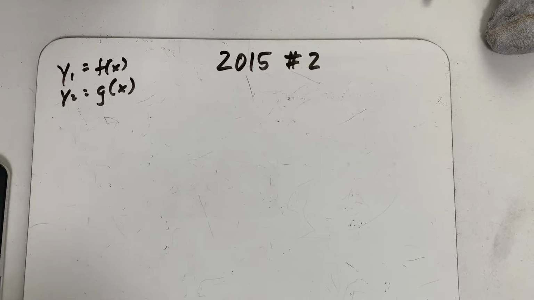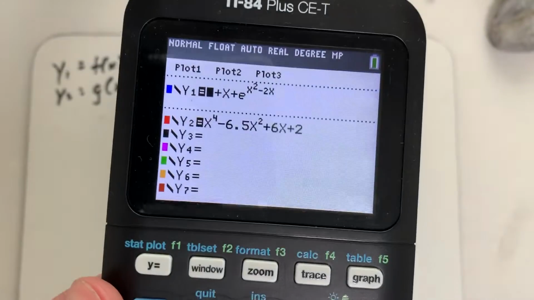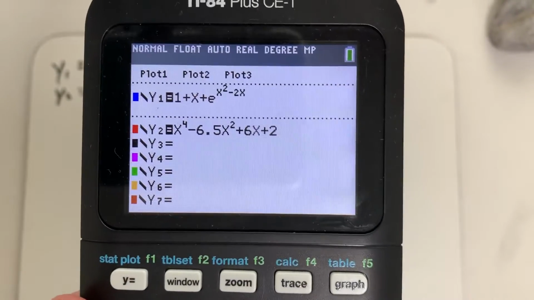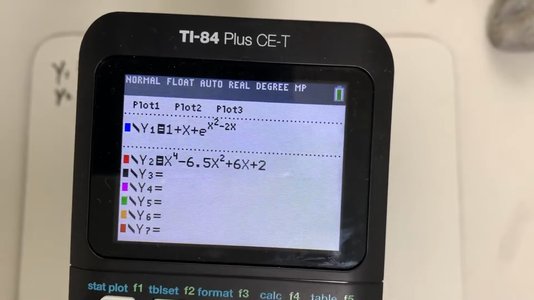This one's actually all calculator work, not really too much to do. I've gone ahead and typed in each of the equations, f of x on top, g of x on the bottom, so that way I don't have to keep typing it in over and over.